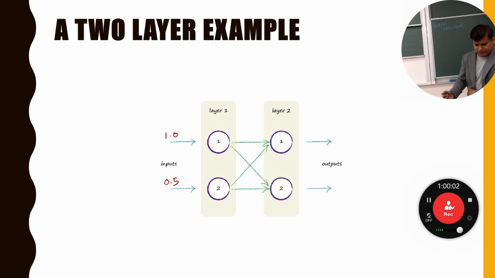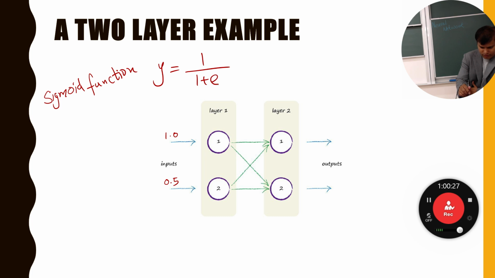Here each node turns the sum of its inputs into an output using an activation function, and we are going to use the sigmoid function, which is y equals 1 by 1 plus e power minus x. X is the sum of the incoming signals to the neuron. What is x? X is the sum of incoming inputs into the neuron. And what is y? Y is the output. Got it? These are x1, x2, and here is y, the output of the actual neuron.